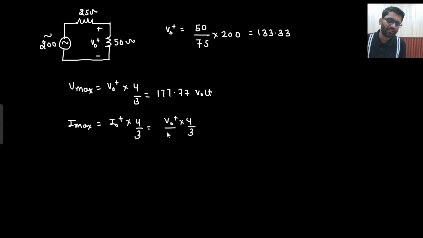Because what is your I naught plus? I naught plus is V naught plus divided by Z naught. And what is the value of this one? 177.77 divided by Z naught. What is the value of Z naught? Z naught is 50 only. Or you can calculate from here as well.